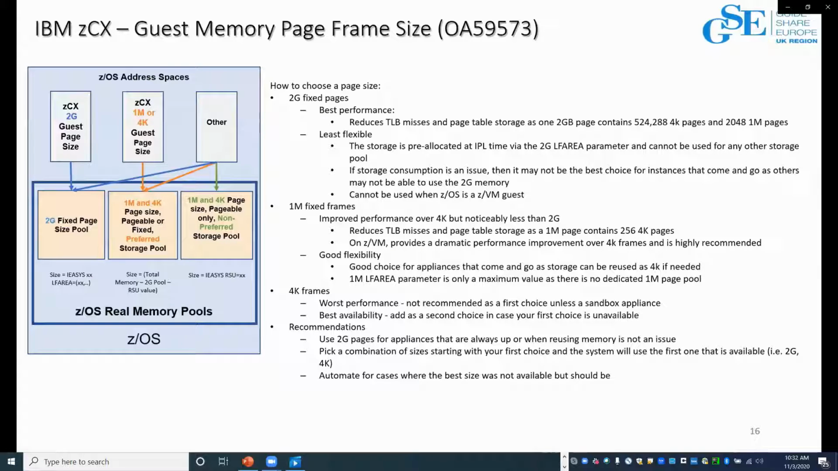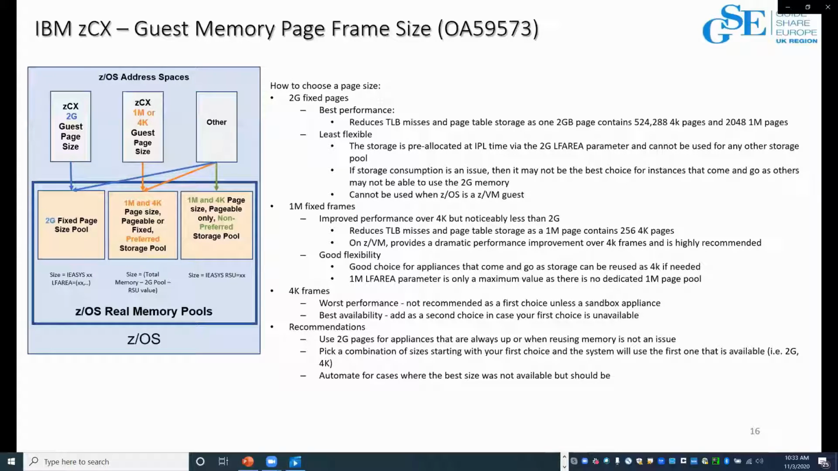It provides good flexibility. Looking at the picture down the middle, right? The preferred storage pool is where zCX is at. That pool can be either 1 meg or 4K pages. All right, so it gives you that flexibility without an IPL, right? That pool is used. The only problem with 1 meg pages within that area is the LFAREA parameter. The LFAREA defines 2 gig pages that are carved out at IPL time, but it also provides a maximum for 1 meg pages. Okay, and it's a maximum only as of z/OS 2.3.